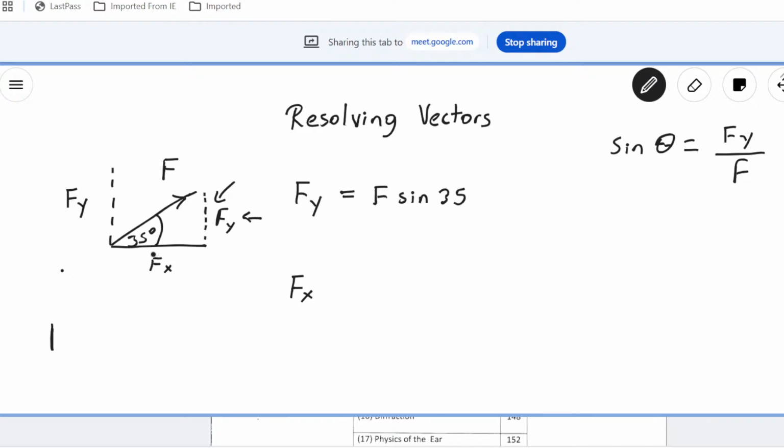And x, which trig ratio would apply to F and Fx then? Cosine, that's adjacent over hypotenuse. So Fx is going to be equal to F cos 35.